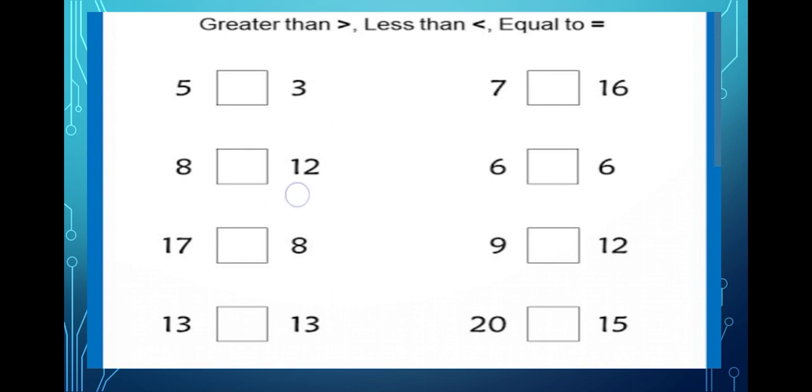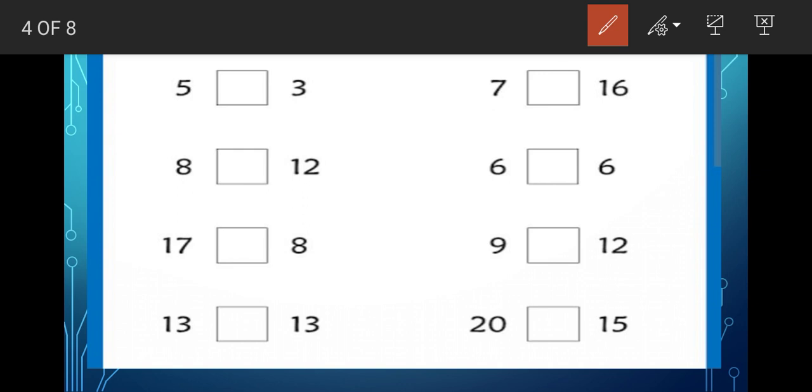Now we will do some more questions related to greater than, less than and equal to, then it will be more clear for you. Now 5 and 3 are only 1-digit numbers. So is 5 greater or 3 greater? 5 is greater. So that means our right hand symbol, the mouth should be opened towards 5. With your right hand, whatever symbol it shows will come here.